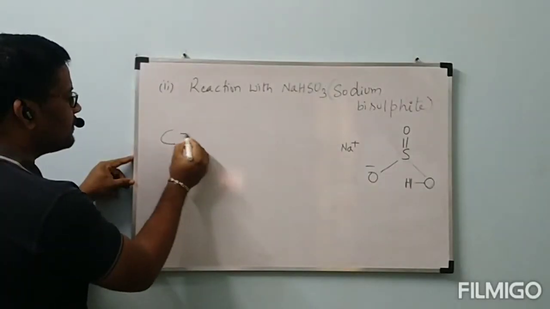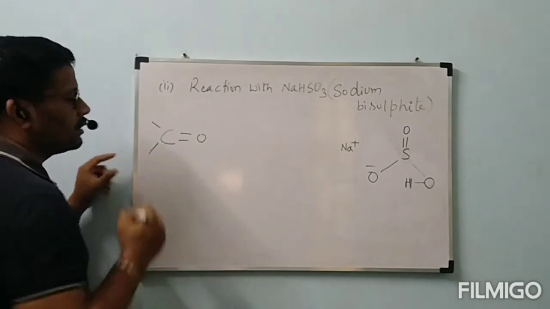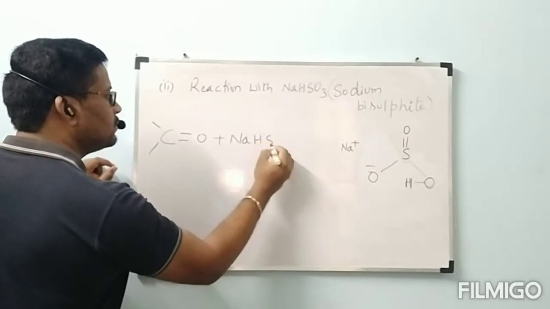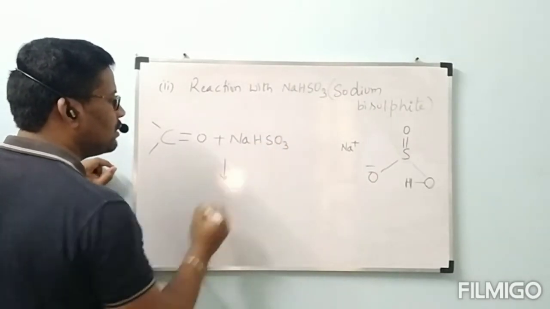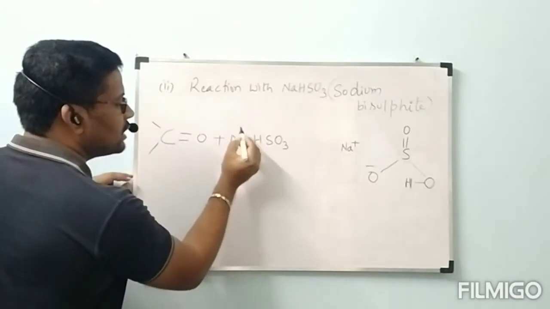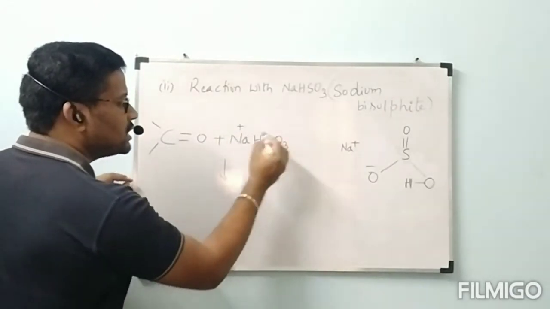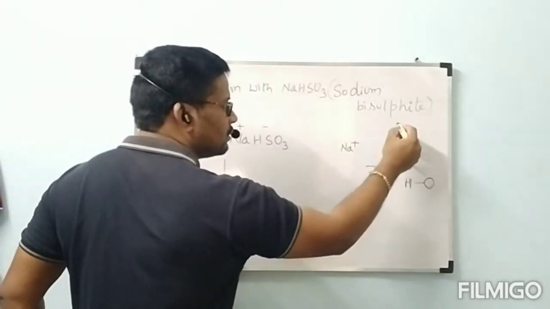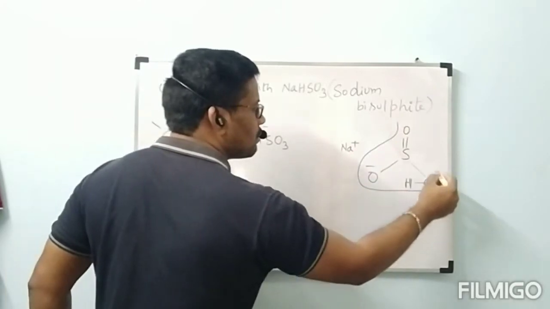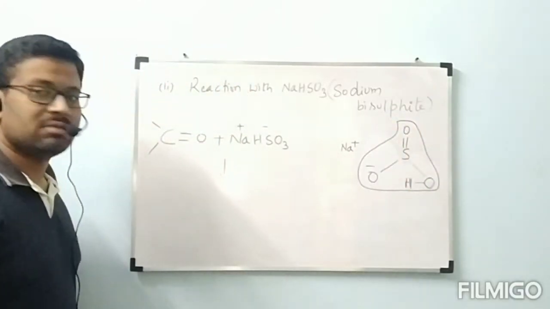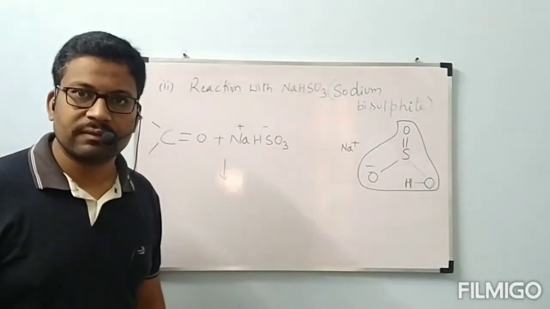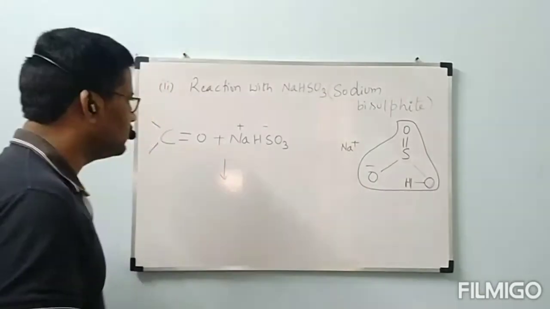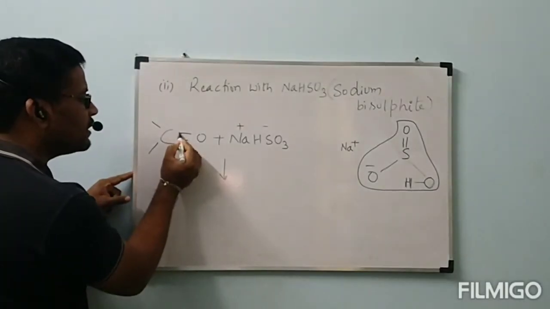Aldehyde or ketone commonly contains C double bond O. It reacts with NaHSO3 to form a product. Here, what is the charge present on Na? Positive. Total HSO3 minus. This is HSO3 minus. In that HSO3 minus, which one has negative charge? Oxygen has negative charge. Okay? Now, C double bond O, in what way will it undergo reaction?